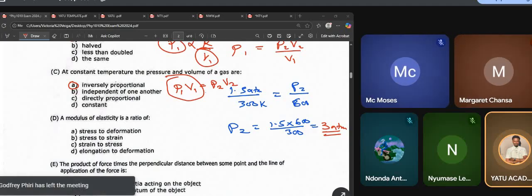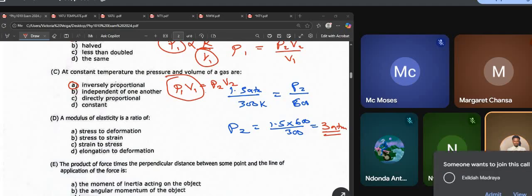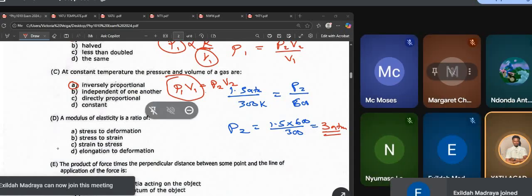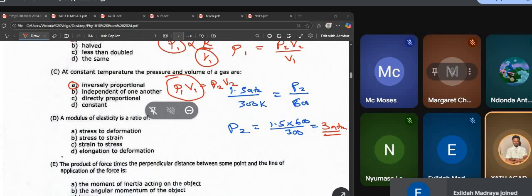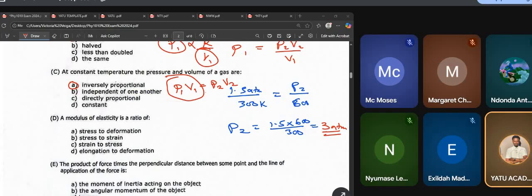So modulus of elasticity is just the comparison of what? We say stress over strain. So the ratio that we want to show here, look at what we have on top. They're saying stress to deformation, stress to strain. So the only one that makes sense here is B, the ratio of stress to what? To strain. So the correct answer here is going to be B.